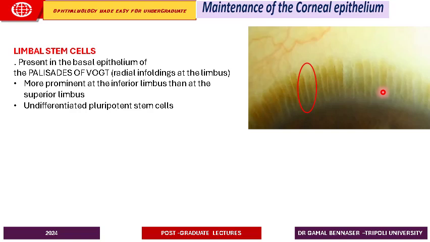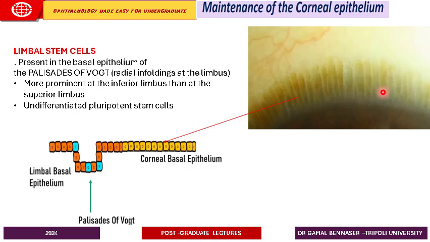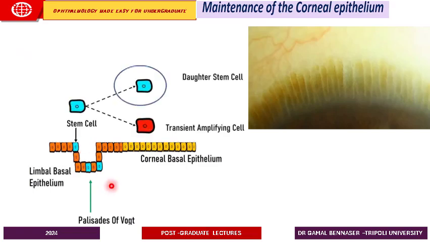Now, if we go into detail and look more closely at this crypt, you will find that it is made of this, the crypts, and this is the corneal side, the corneal epithelium, and this is the limbus. And each stem cell present in the limbus will divide into a daughter cell and into a transient amplifying cell upon stimulation.